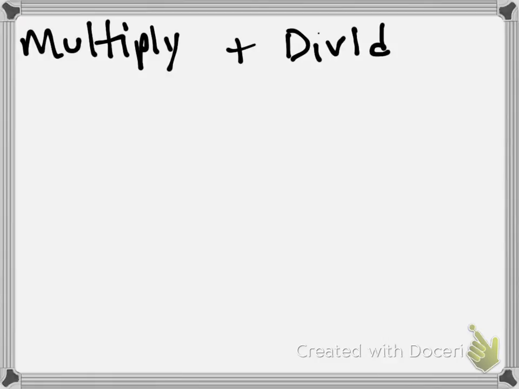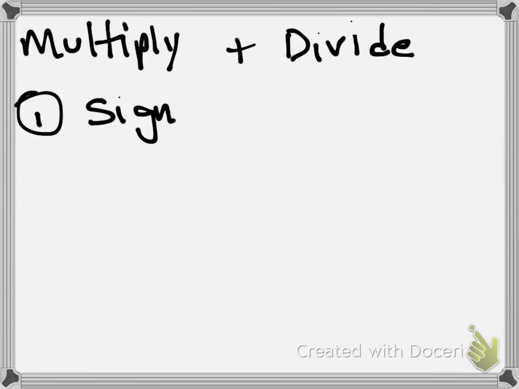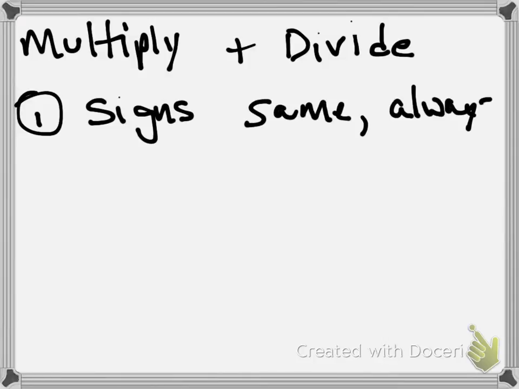Alright, multiplying and dividing. Oops, sorry. Multiplying and dividing integers. 2 rules. Rule number 1. If the signs are the same, it's always positive.